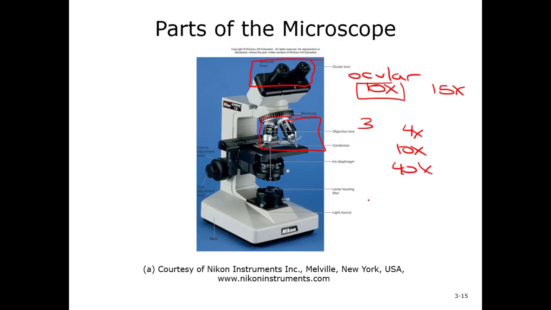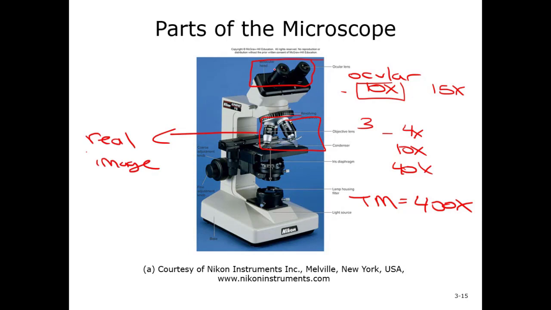Whenever you want to calculate the total magnification, or TM, all you do is multiply the ocular times the objective. So if you're looking under your 40x objective and 10x ocular, your total magnification is 400. All right, and I think everybody got that one right on the lab questions. Looking just under the objective lens produces something called the real image. And when you're looking under both the ocular and the objective, that produces something called the virtual image.